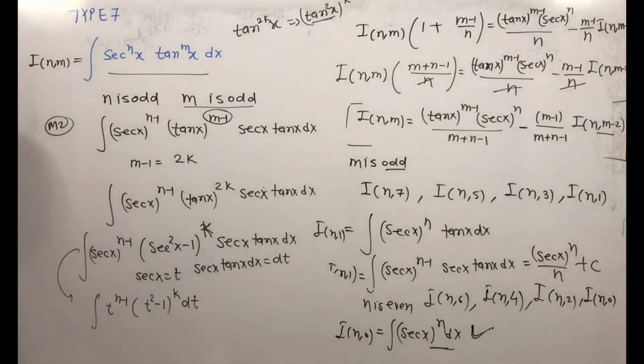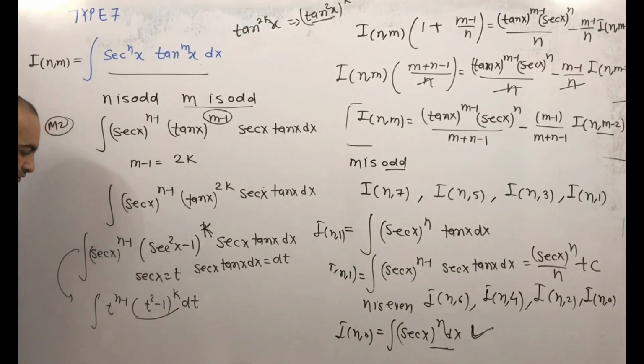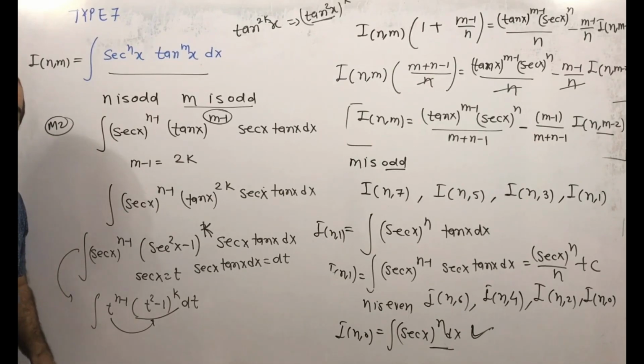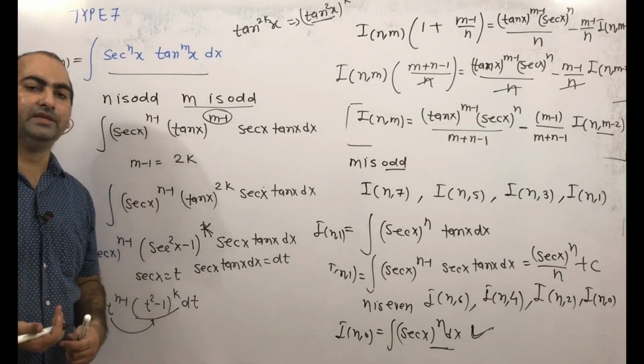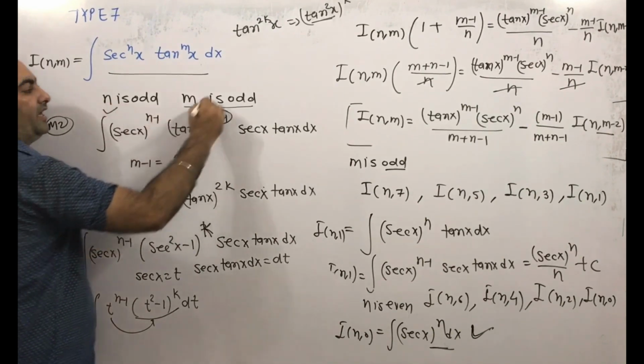Okay, so k is an integer, so we can expand this. If you expand this and multiply, it will become a polynomial in terms of t. That integration we can do easily. So this is method 2, but it is valid only if n is odd and m is also odd.